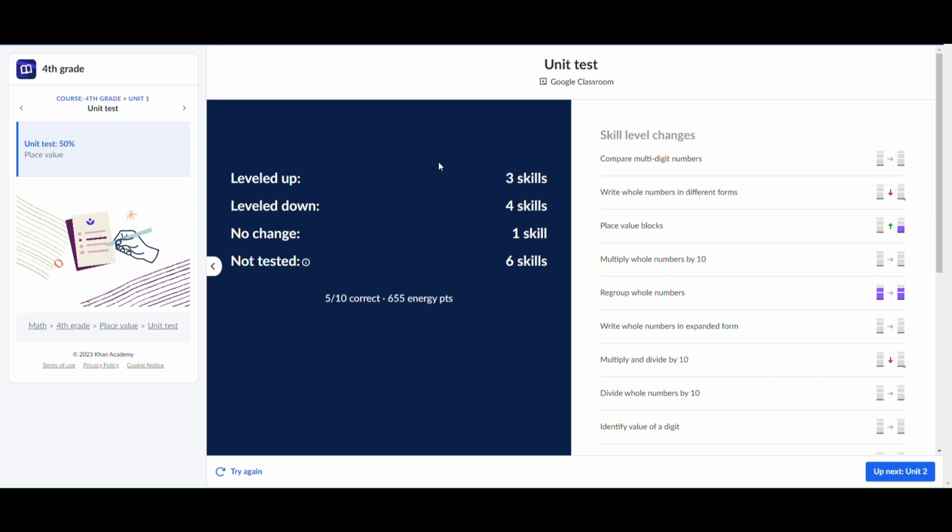All right, so here we have the unit test. I have completed it. I wanted to do one question right, one question wrong, just to illustrate how it goes. So there have been 6 skills not tested. So there were skills that weren't tested. 3 skills have leveled up, 4 skills have leveled down, and 1 skill has not changed.